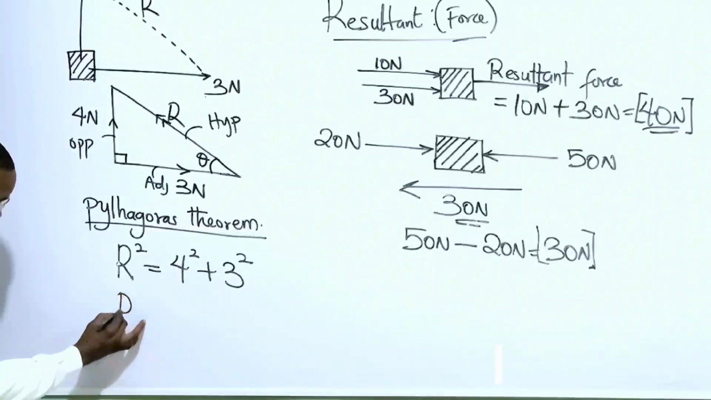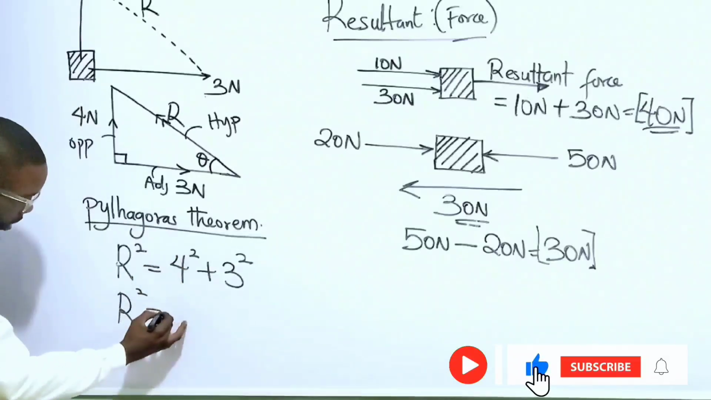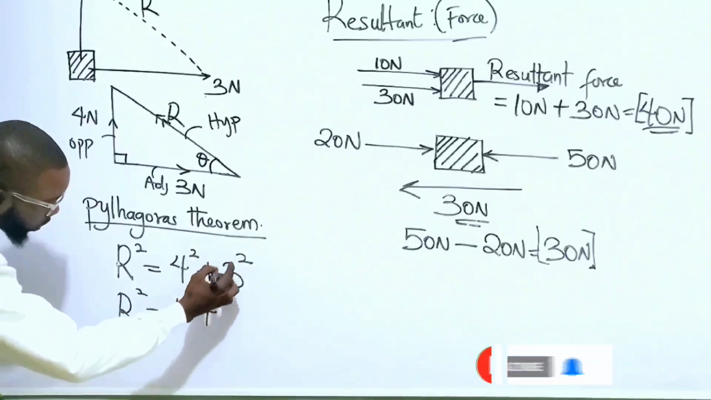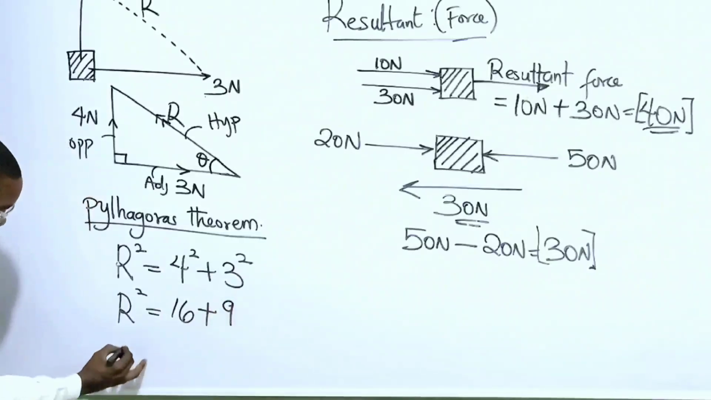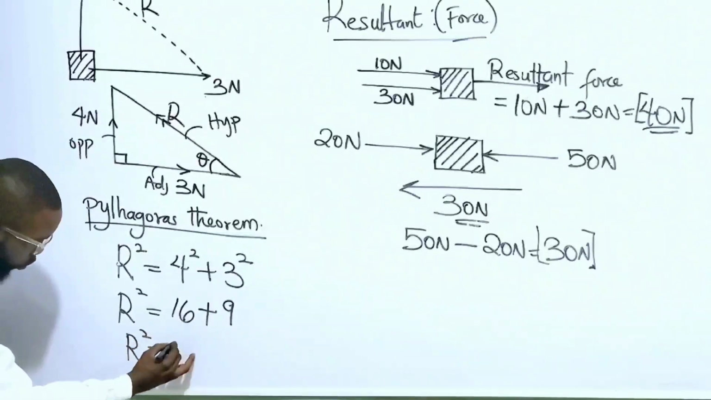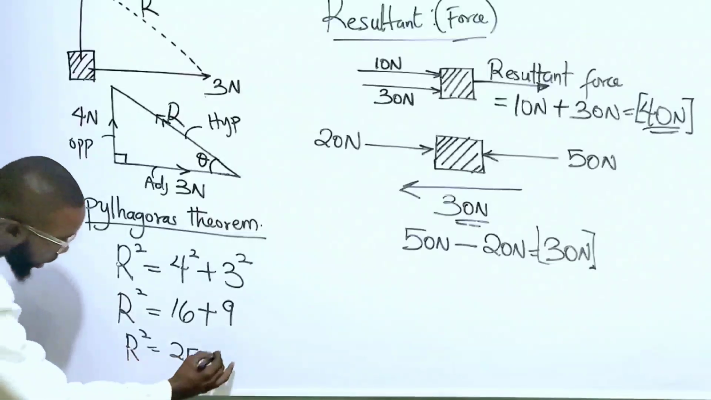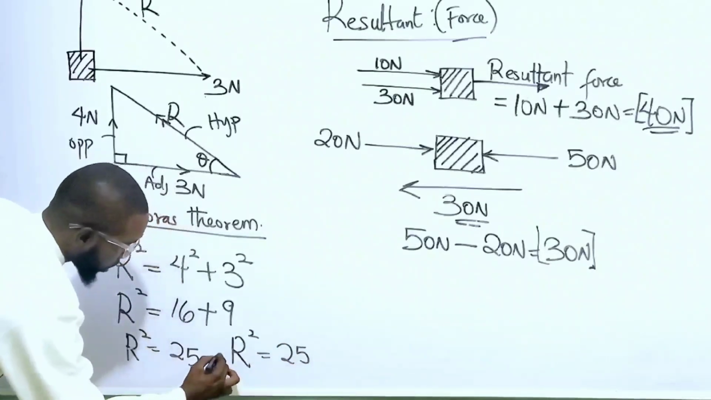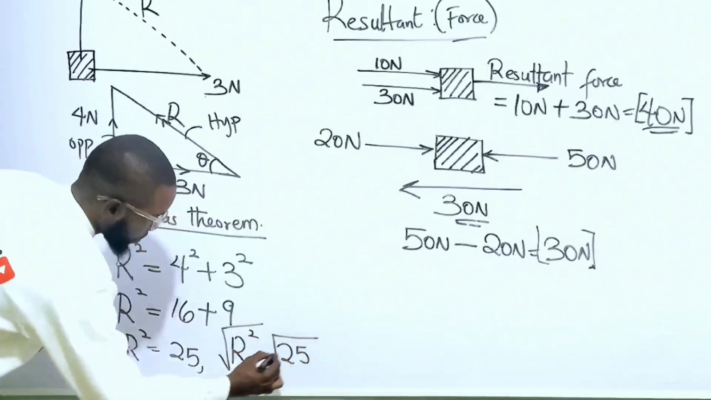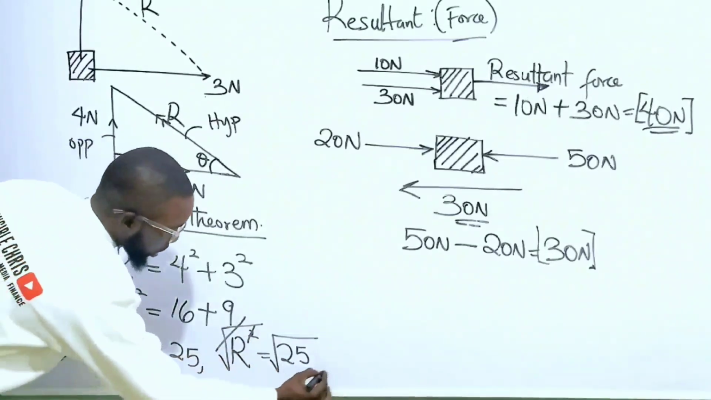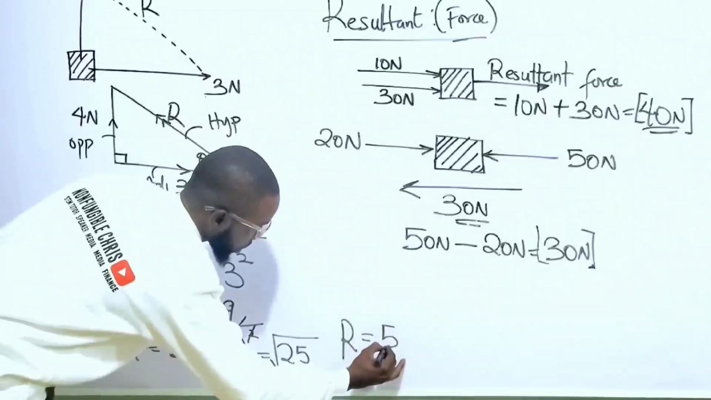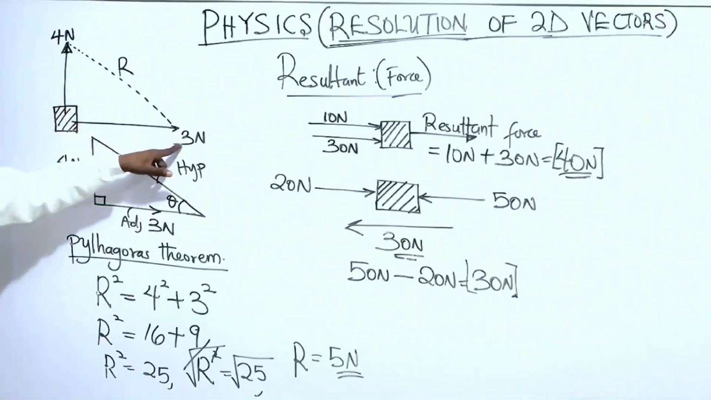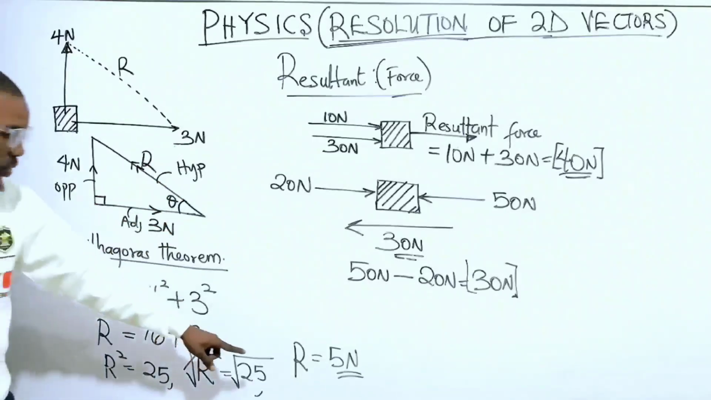So from here, our R square is going to be: if you square 4, we have 16, and if you square 3, we have 9. So our R square gives us 25. For us to get R from R square, which is 25, we take the square root of both sides. Therefore, our resultant is 5 Newton. And see that the resultant is greater than both this one and this one.